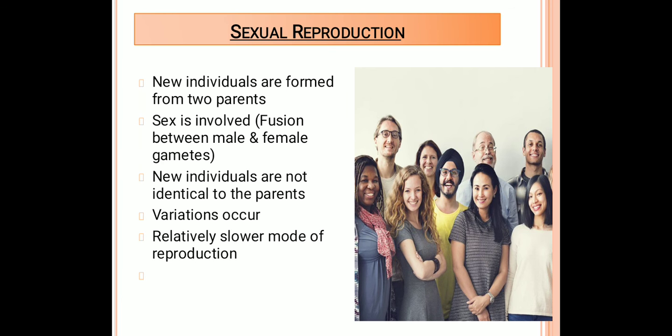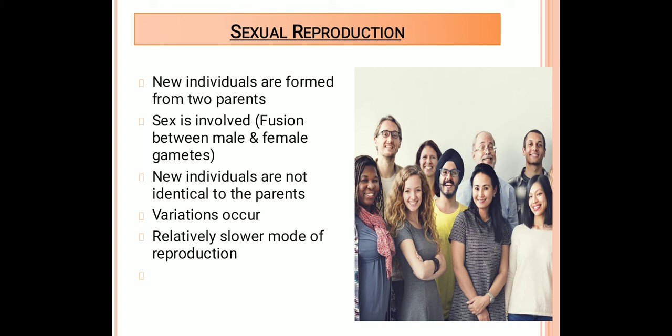Before going to the topic, we should know what sexual reproduction is. Sexual reproduction is the process in which new individuals are formed from two parents. One parent has the male sex cell and the other parent has the female sex cell. The male and female sex cells fuse to form a new individual, and that is called sexual reproduction. Sex is involved in sexual reproduction.